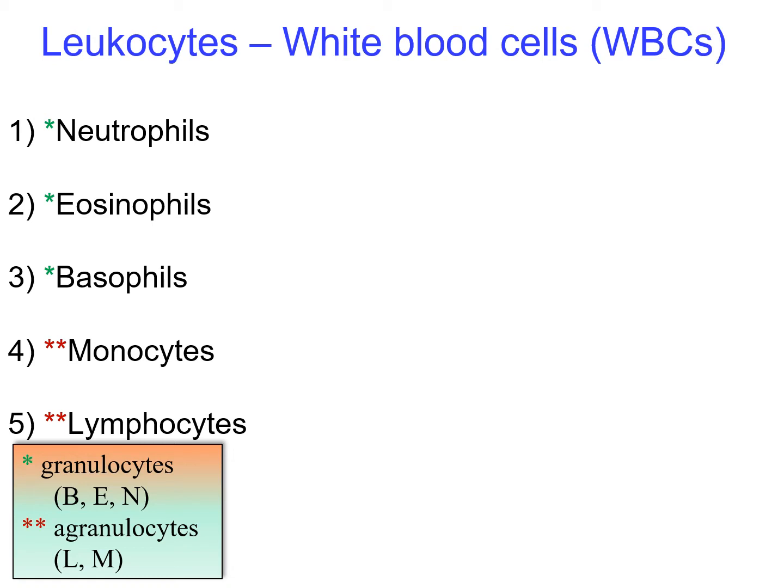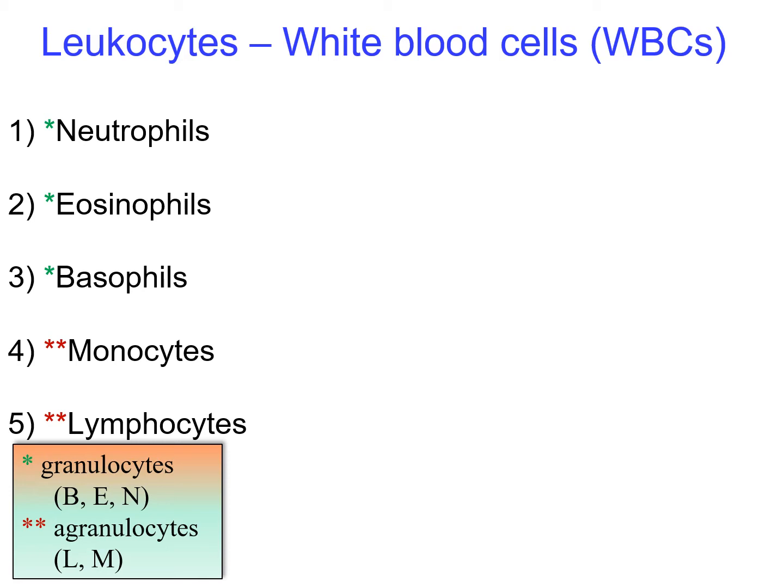So as you recall from the previous voiceover, there are 5 different kinds of leukocytes, or white blood cells, and you see those listed here. The 3 with the green asterisk next to it denotes that these 3 types of leukocytes are referred to as granulocytes or granular leukocytes.